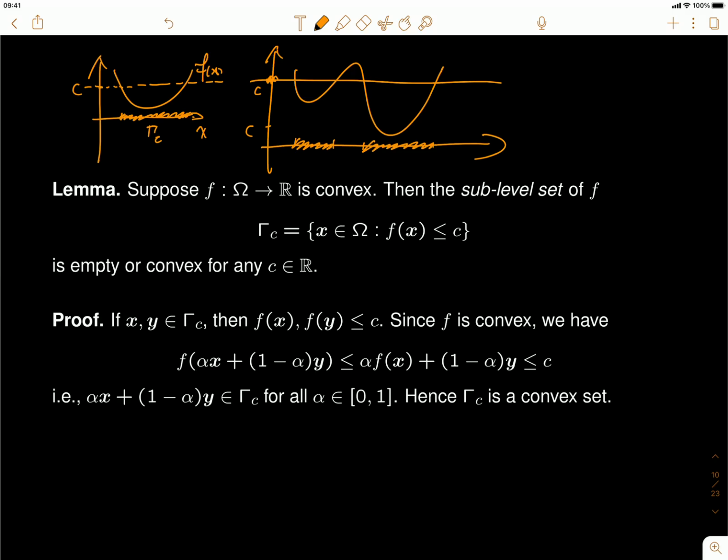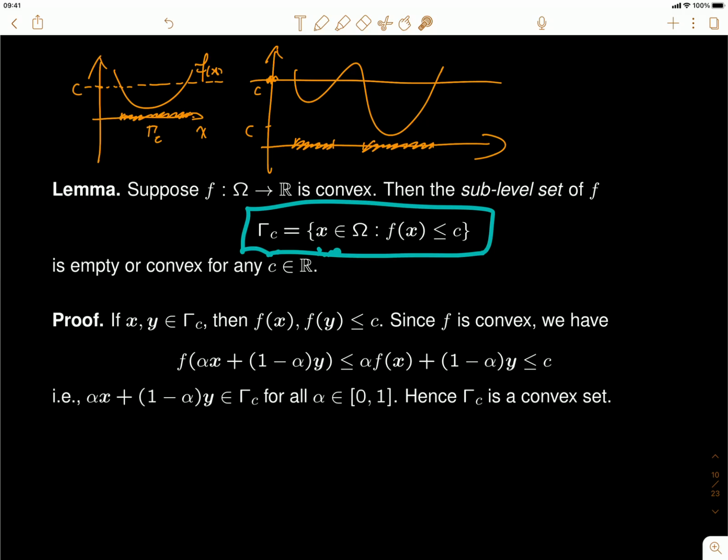So if the function f is convex, then the sublevel set will be convex for any c. And if it's not convex, it means that for some constant c, the sublevel set gamma c is non-convex, like in this case. Okay, so the proof is pretty simple. We just need to check that this is a convex set, and by that we just need to show that for any points x and y in this set, the convex combination of the two points is still in this set.